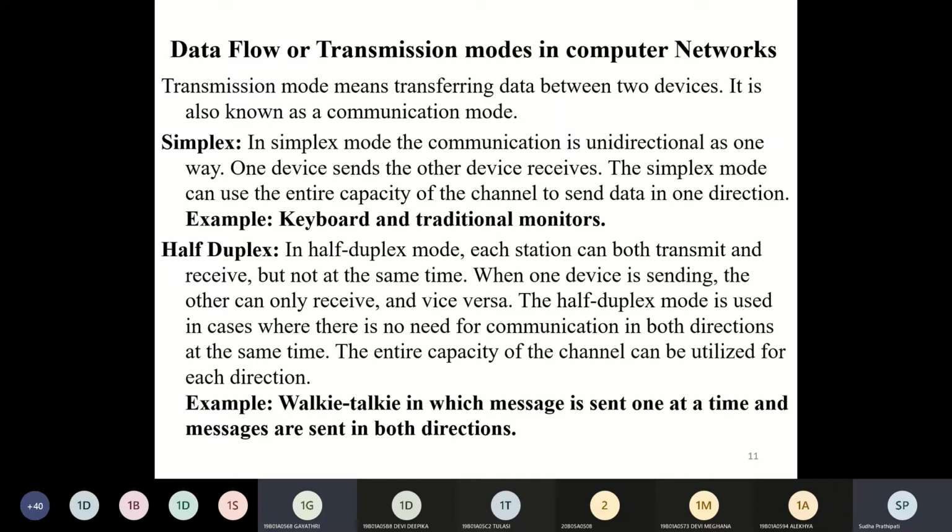What are the 5 components of data communication? Message, sender, receiver, transmission medium, and protocol.